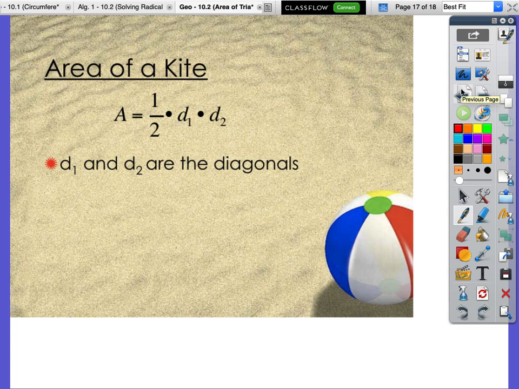Okay. Area of a kite. Does this look familiar? It's the same as the rhombus.